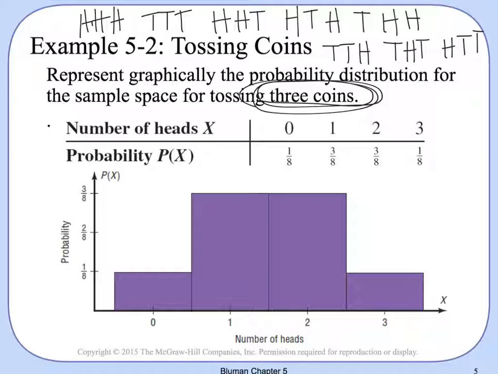And my probability distribution, no heads. The chance that I'm not going to get any heads, that's only this one, all 3 tails. That's 1 out of 8. 1 head, there's 1 head that's this one, and this one. That would be 3 out of 8. 2 heads, there's 3 out of 8. And 3 heads, that's when you get all heads, that's 1 out of 8. Okay? And as you look at this, we could make a graph.